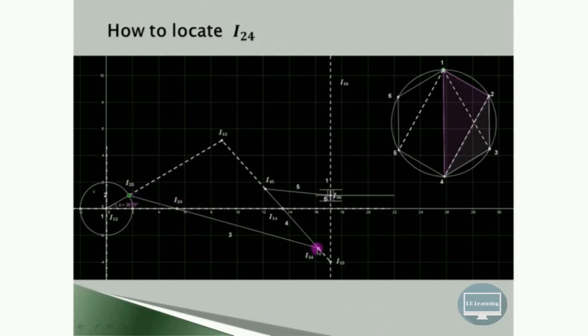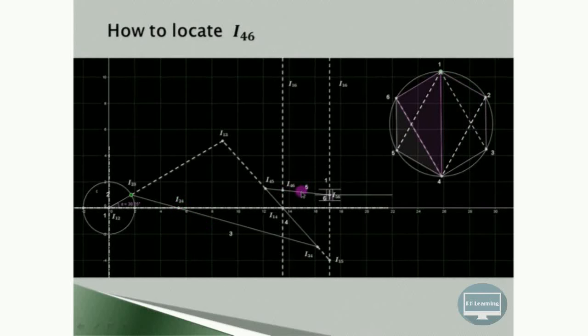So 2 3 and 3 4 we have to join. They are already joined. Then 1 2 and 1 4 we have to join. So those are already joined. We can join these also and they will intersect each other at this particular point, that is 2 4.